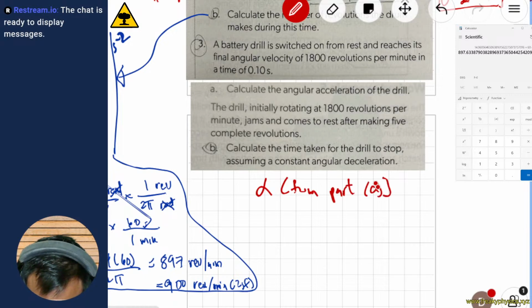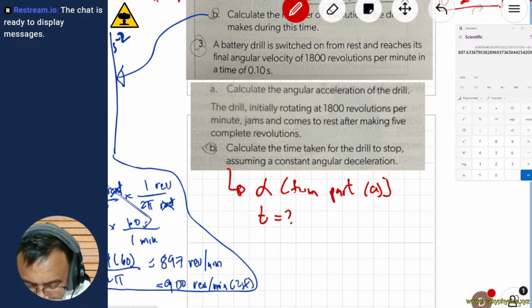All right, so for the last one here, we're not solving, we're just setting up the solution. What is the equation we need to use? Final equals initial plus acceleration times time. Correct. So you're going to use omega final equals omega initial plus alpha t. Set it up and substitute.